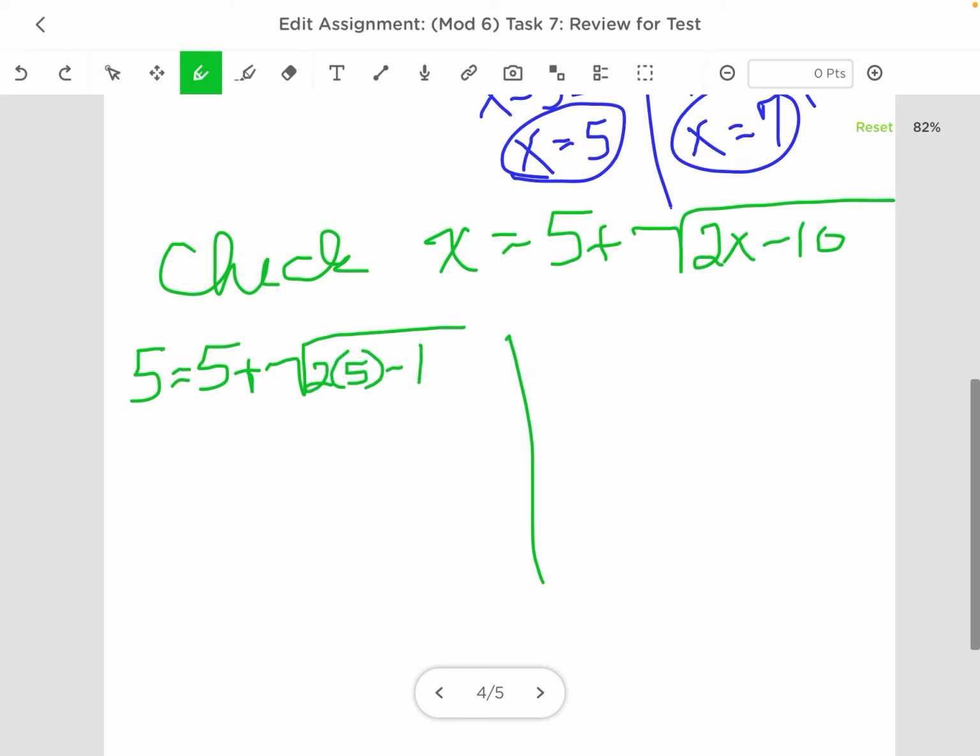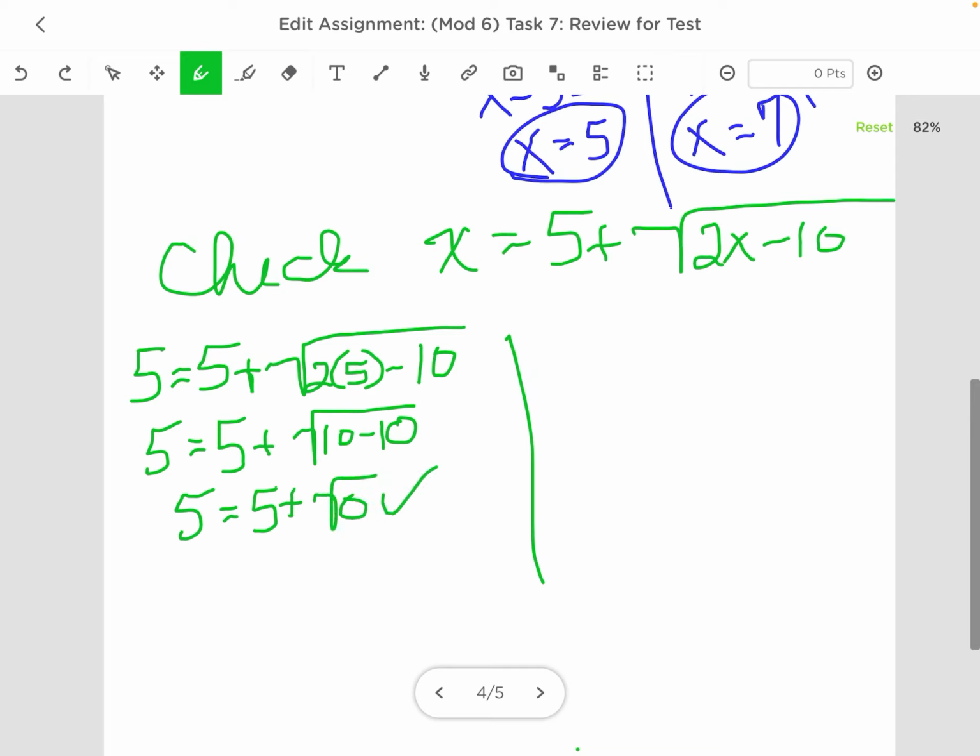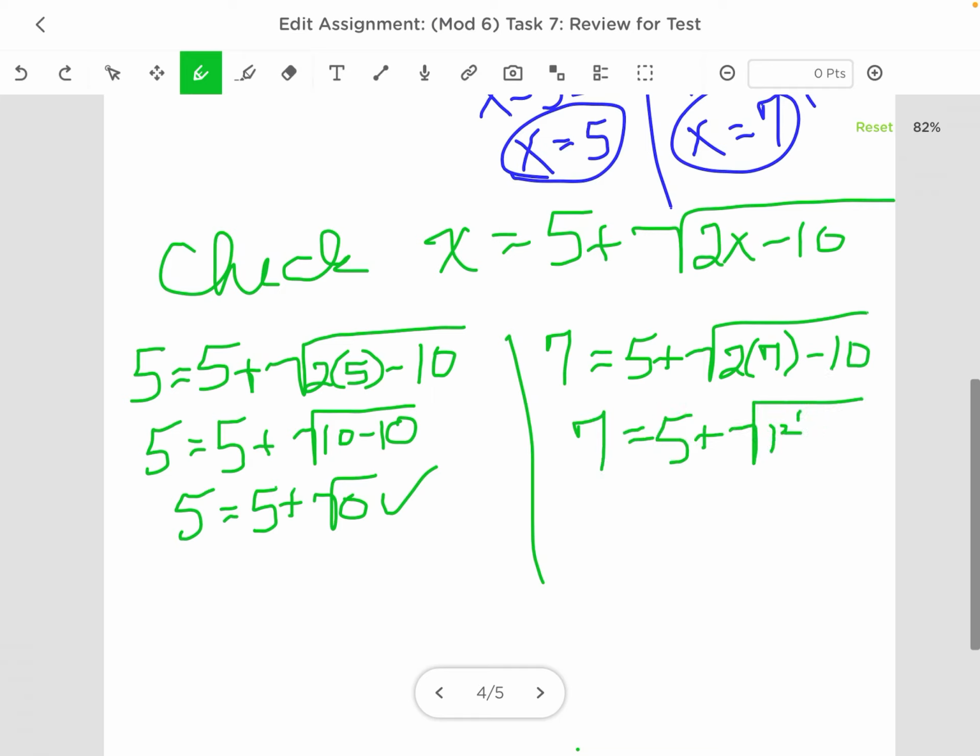I can see that that's going to work for me, because I get 5 equals 5 plus square root of 10 minus 10. My pen is acting up on me. So that works. And then I'm going to try 7. 7 equals 5 plus the square root of 2 times 7 minus 10. So 5 plus the square root of 14 minus 10, which is 4, which is 2.